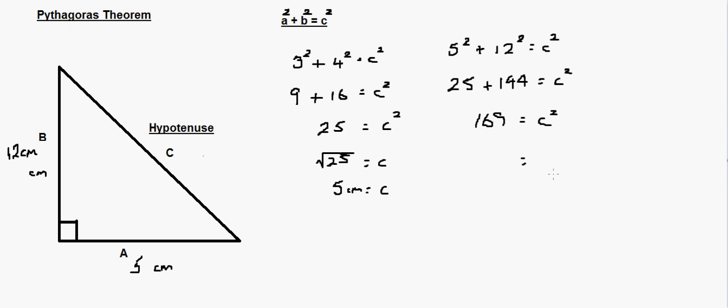Now remember, for me to find c, I need to find the root of 169. Okay, so usually this comes up on a calculator paper. But I happen to know that the square root of 169 is 13. Okay, so given that this is 12 centimeters and this is 5 centimeters, then this is going to be 13 centimeters. Okay, we're all okay with that.